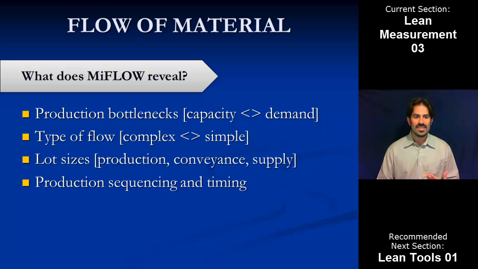We can find and see the lot sizes. So, are we producing in batches? Are we conveying things in batches? Are we receiving things from our vendors in batches? Large, small lot sizes, what's that look like? And then the last one there is the actual sequencing and timing of how we're producing things. One at a time? Are things in order, out of order? How are we going about producing and creating value for the products that we're working on?